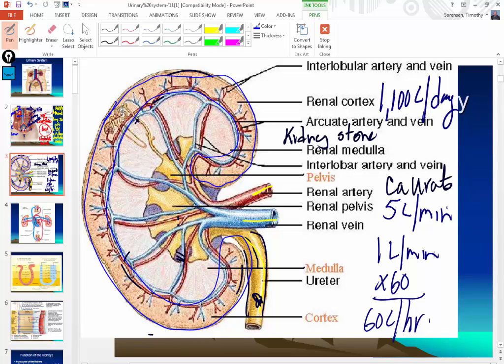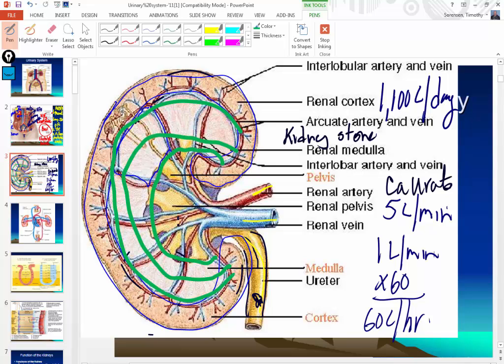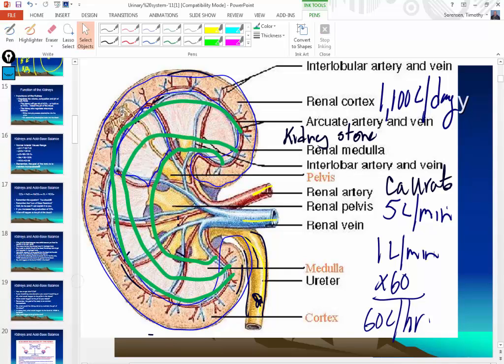Then you have these little things that look like pyramids. These are called the renal pyramids. And the renal pyramids make up the medulla of the kidney. This is the important piece that I want you to understand. And I went over this before, but it's important. As you move deeper and deeper into the medulla of the kidney, what happens to the osmolarity? What happens to the osmolarity of the peritubular capillaries? What happens to it?